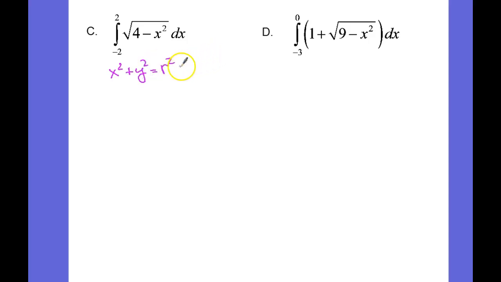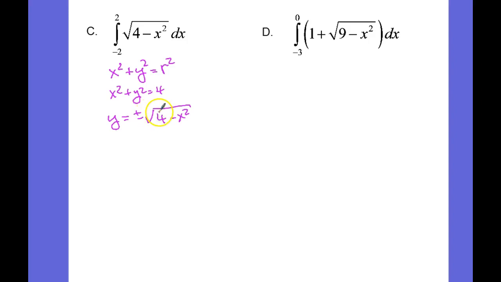That's the equation of a circle centered at the origin. If you substitute 2 for r, we get x squared plus y squared equals 4. And if you solve this for y, you get y equals plus or minus the square root of 4 minus x squared. Now, you can plot a circle on your graphing calculator.